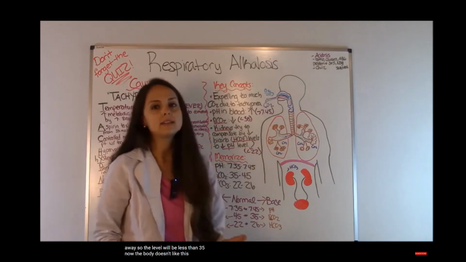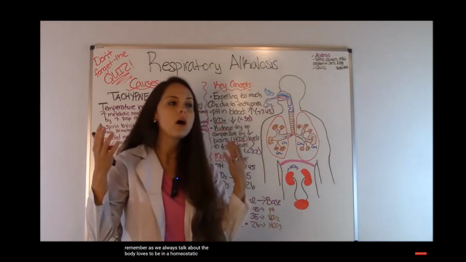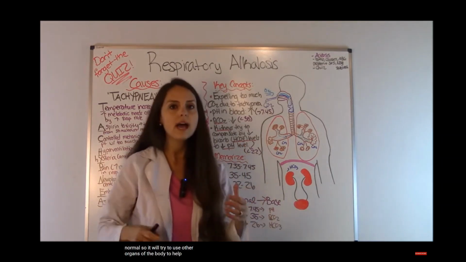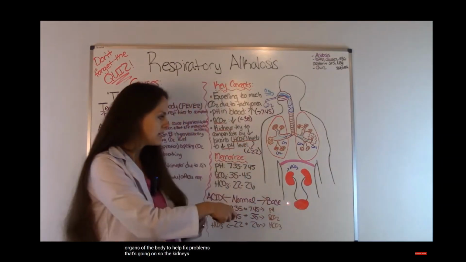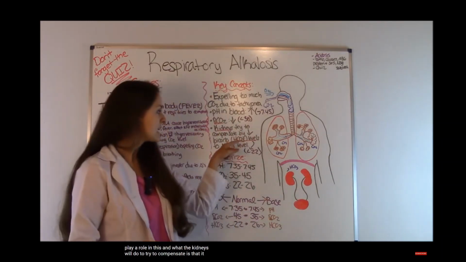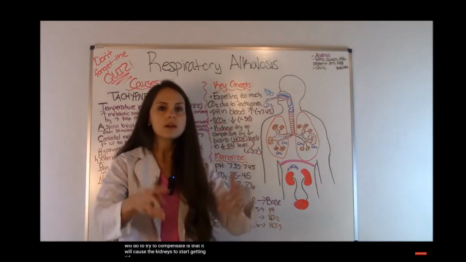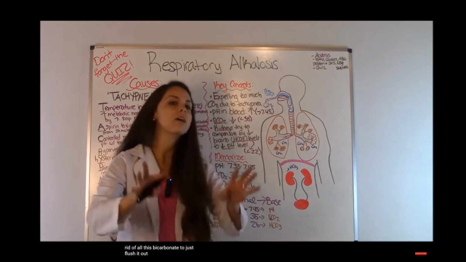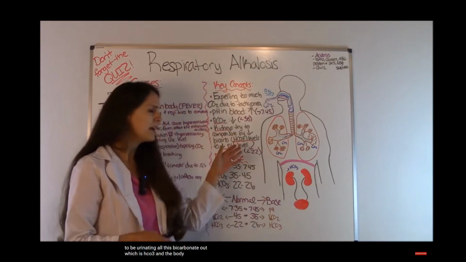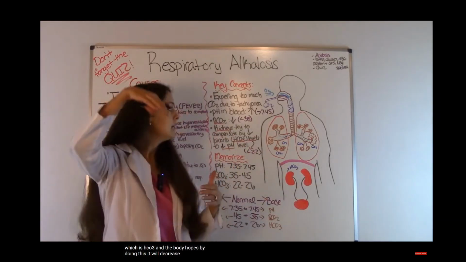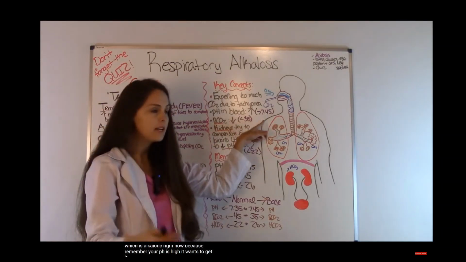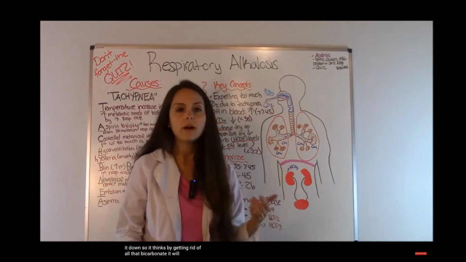Now, the body doesn't like this. And remember, as we always talk about, the body loves to be in a homeostatic environment. It likes everything to be normal. So it will try to use other organs of the body to help fix the problems going on. The kidneys start to play a role in this. To compensate, the kidneys start getting rid of bicarbonate, flushing it out of the body. So you're going to be urinating all this bicarbonate out, which is HCO3. The body hopes by doing this, it will decrease that pH, which is alkalotic right now. Because remember, your pH is high and it wants to get it down, so it thinks that getting rid of all that bicarbonate will help do that.